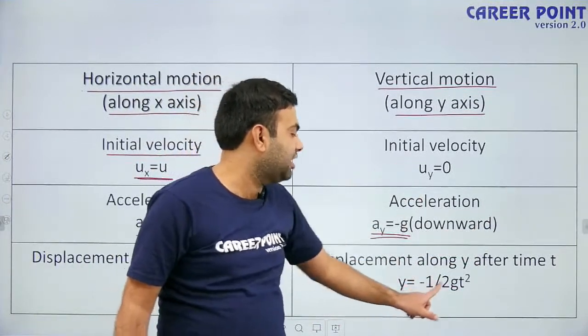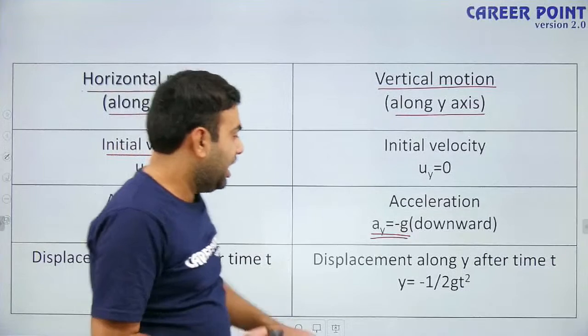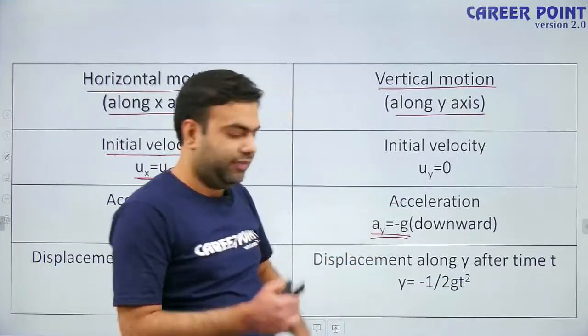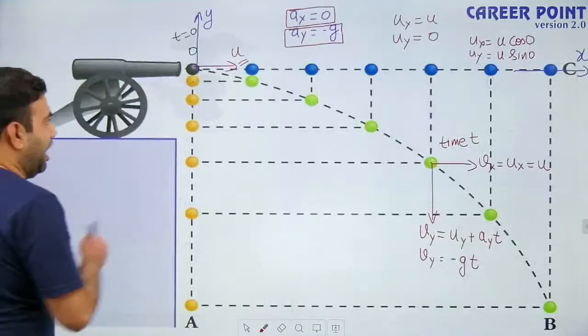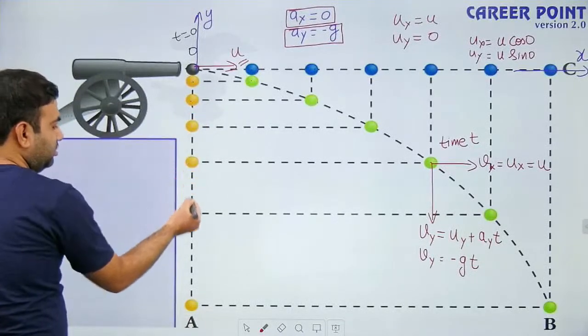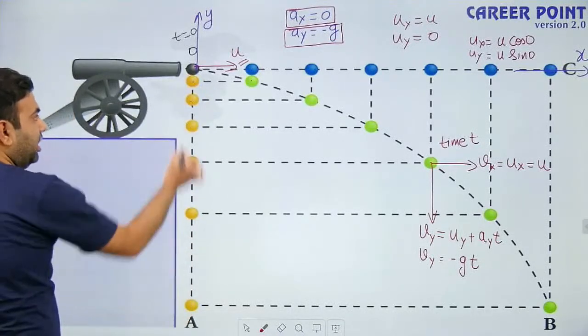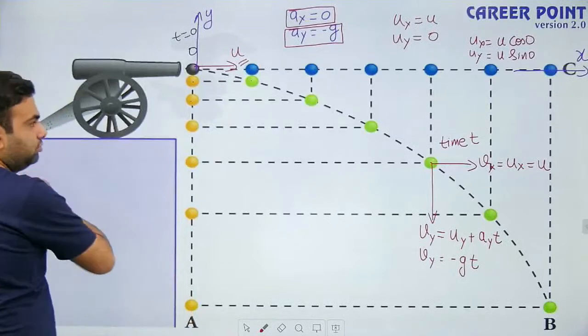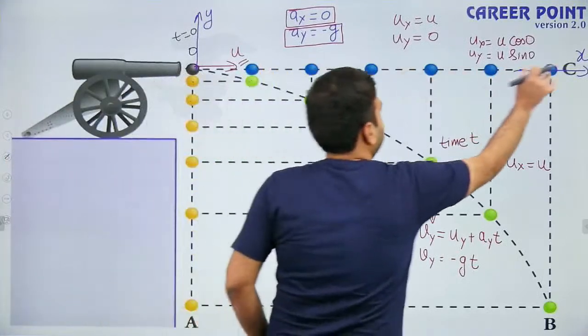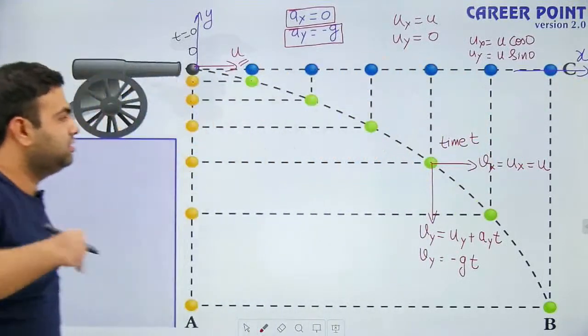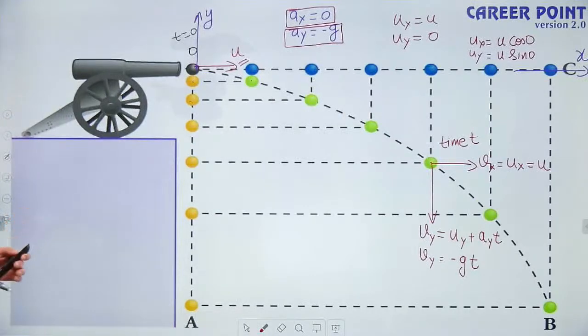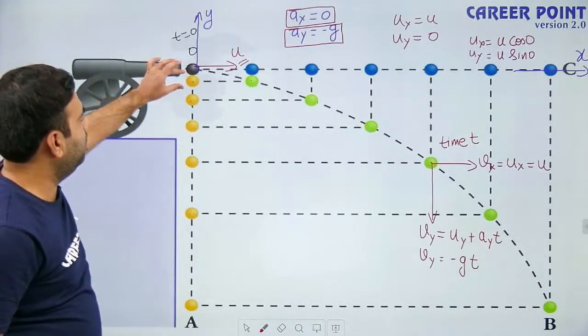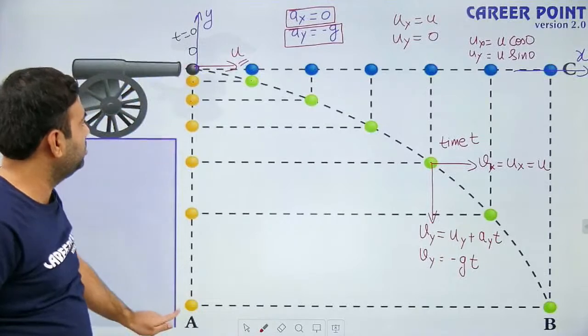So, y coordinate is minus half gt square. That means as time is increasing, y coordinate will rapidly increase. See, y coordinate is increasing rapidly. Its rate of increase is also increasing. But x coordinate, it is covering equal horizontal distance in equal interval of time. So, if I throw a ball from here, it will have this kind of motion.